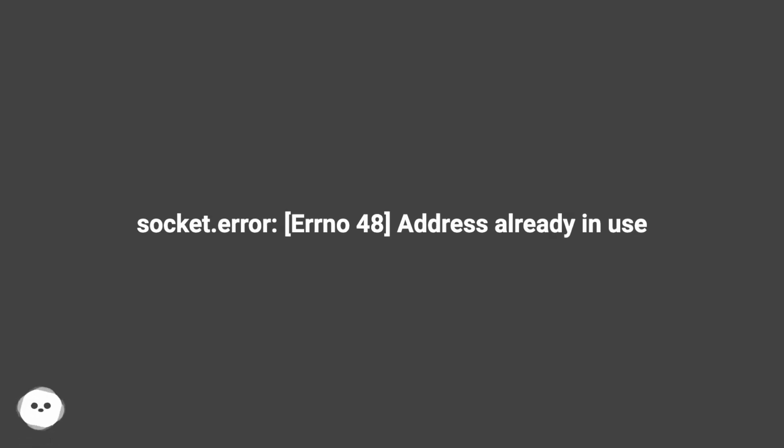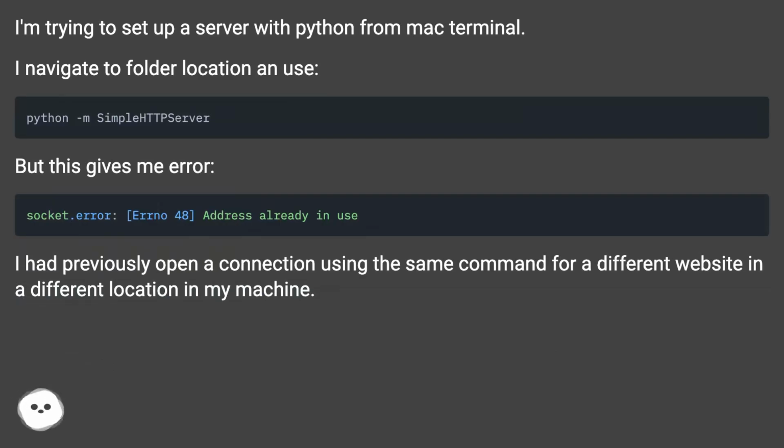Socket.error: [Errno 48] Address already in use. I'm trying to set up a server with Python from the Mac terminal. I navigate to the folder location and use the command, but this gives me an error. I had previously opened a connection using the same command for a different website in a different location on my machine.